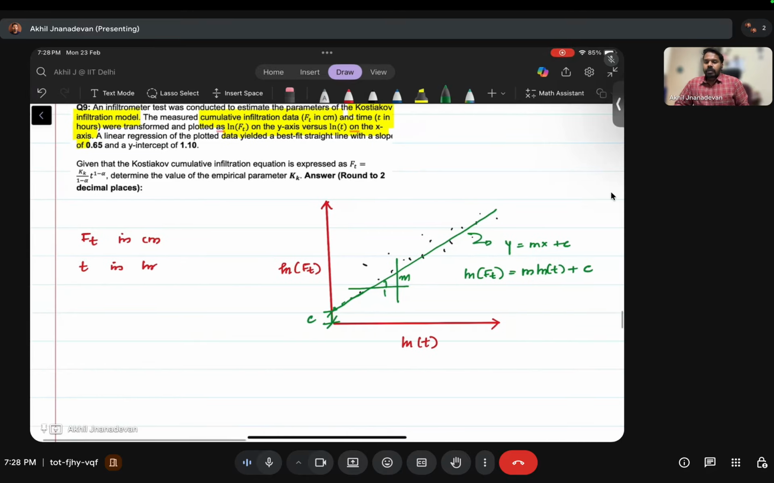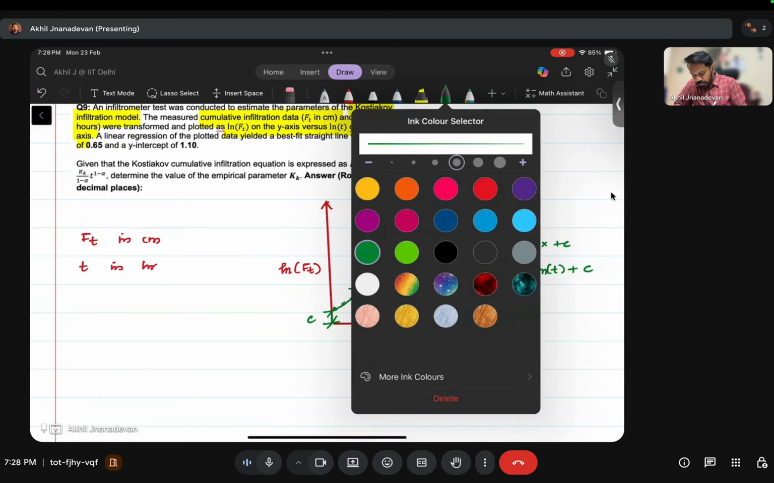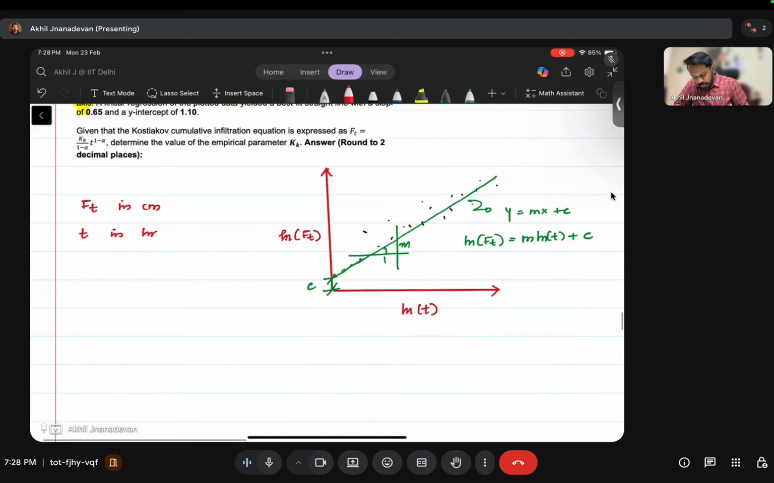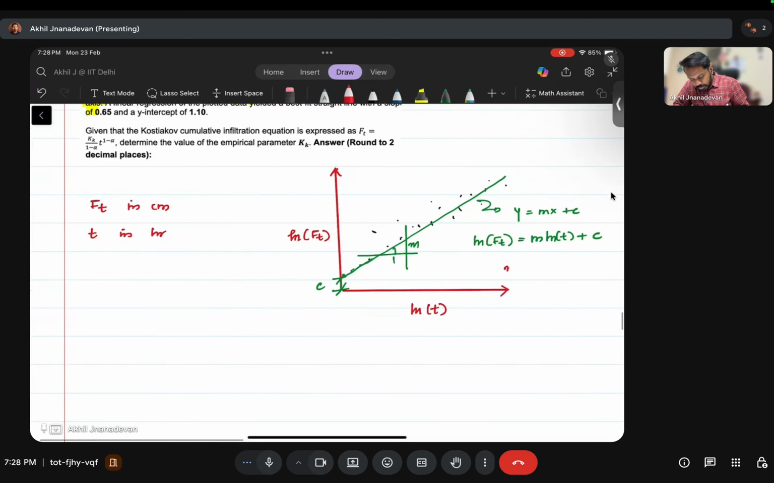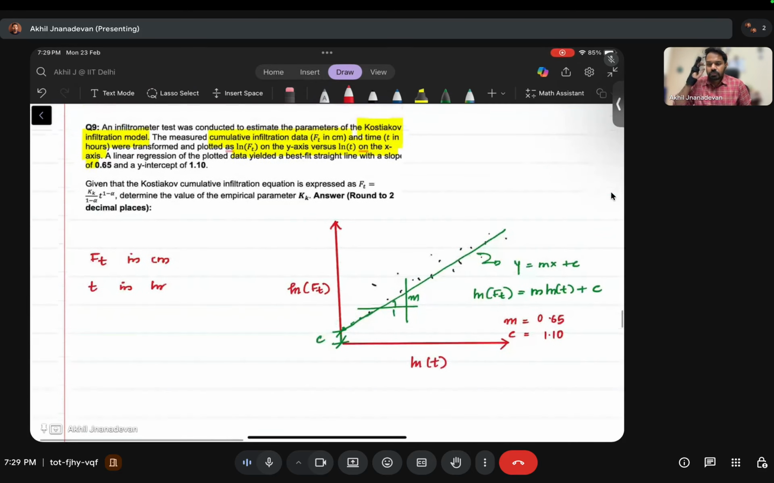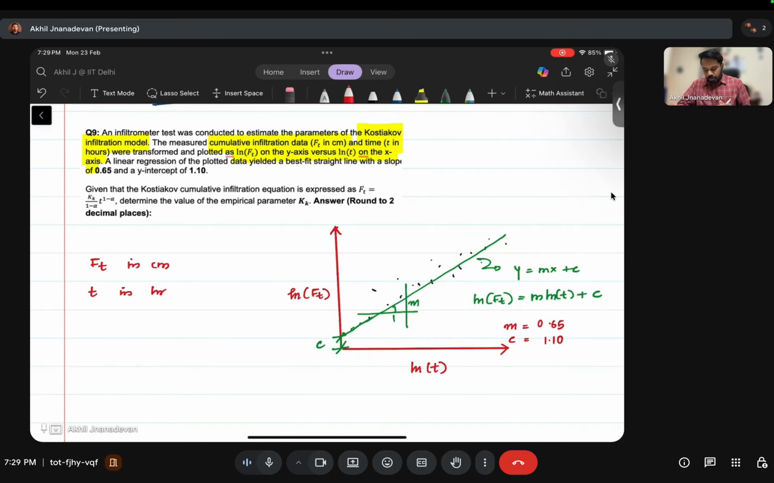So this is what they did experimentally. They measured the F(t) and the t values, and they plotted the natural logarithm of both, and they fitted a linear regression plot, and they got the slope of this line, that is m, equal to 0.65, and the intercept c is equal to 1.10, right?